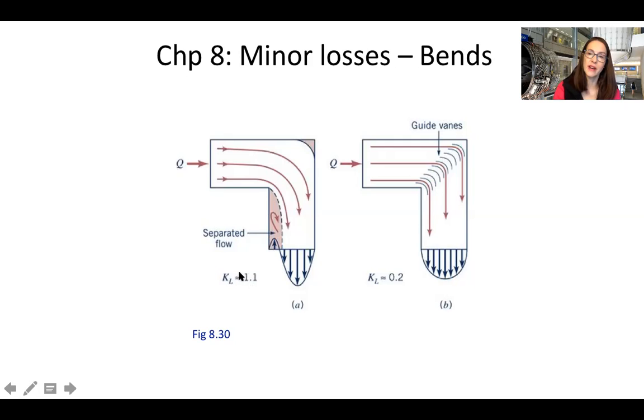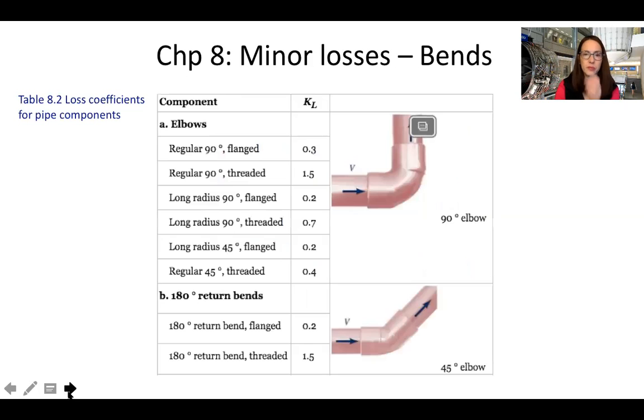So that's a really high loss coefficient, 1.1. But one thing you can do to mitigate that is to install guide vanes. If you do that, then the flow can stay nice and laminar with no recirculation zone, and your loss coefficient drops down to 0.2. It's in figure 8.30. All right, table 8.2 is wonderful.